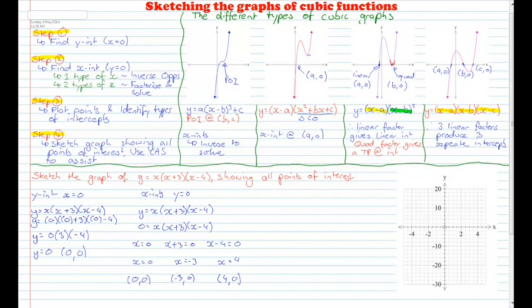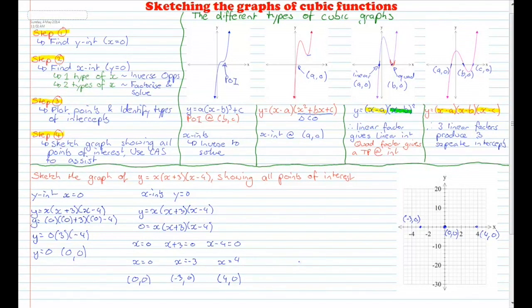Now what we need to do is go through and plot these points. So we're going to plot the point at 0, 0 to start off with. And I write 0, 0, negative 3, 0, so come over to negative 3, 0, and write negative 3, 0, and 4, 0. Come over to 4, 0, and write 4, 0, like so.